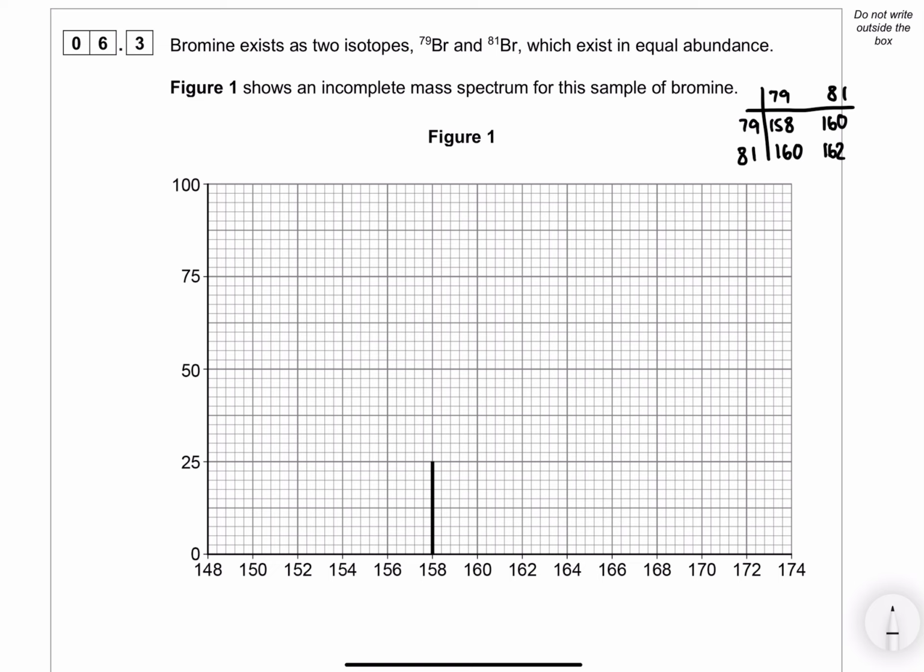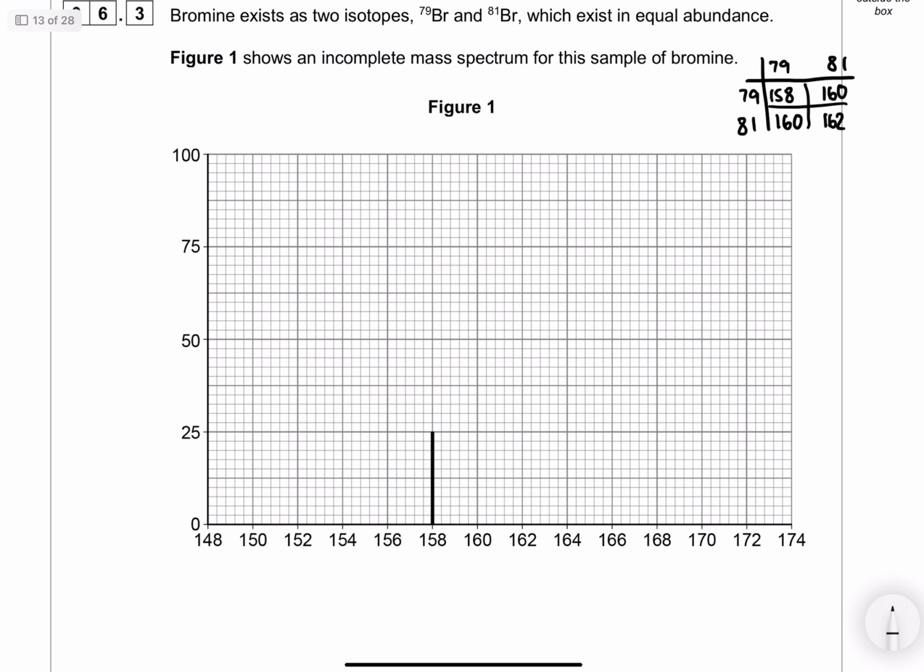So each one of these little squares is worth 25%. So at 162, we've got another 25% because there was just 1 square for that. But at 160, we can see that there were 2 ways of making 160. So 50% of all of your sample was in the 160 mass number range.